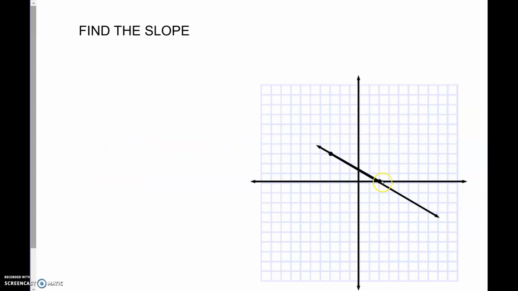All right, finding the slope of this one. The first thing I notice is that it is negative. So I'm going to count up 1, 2, 3, up 3, and over 1, 2, 3, 4, 5. So we have a negative 3 over 5. All right, good luck on your homework.